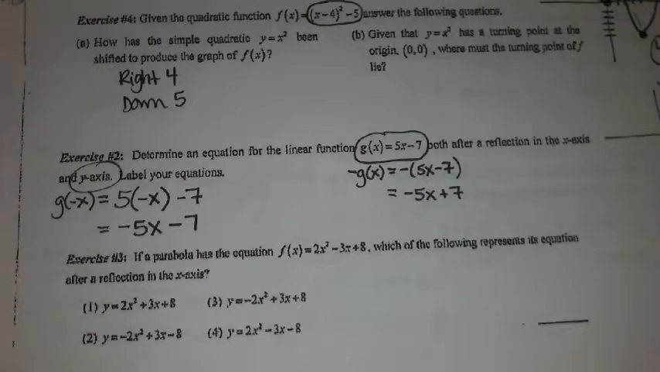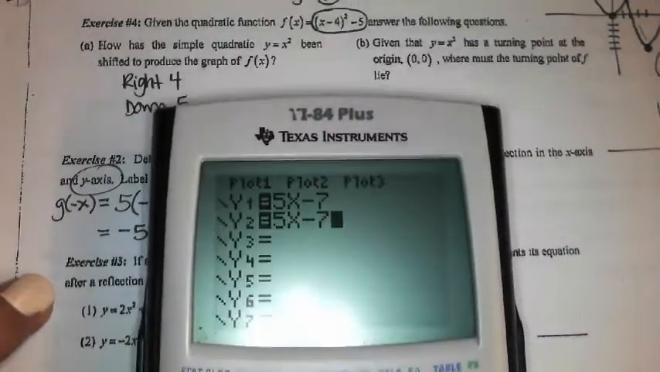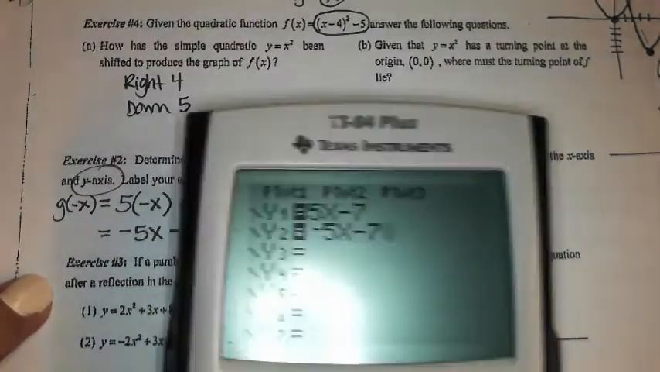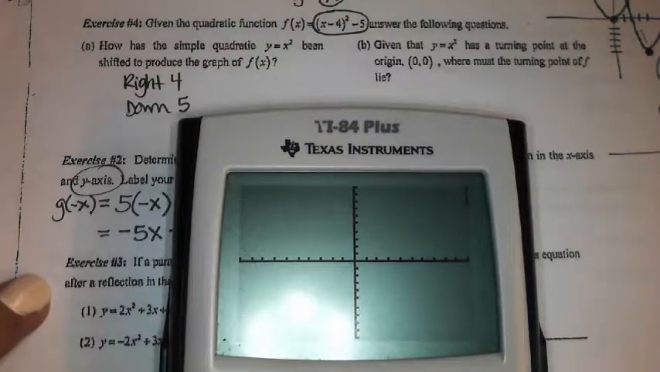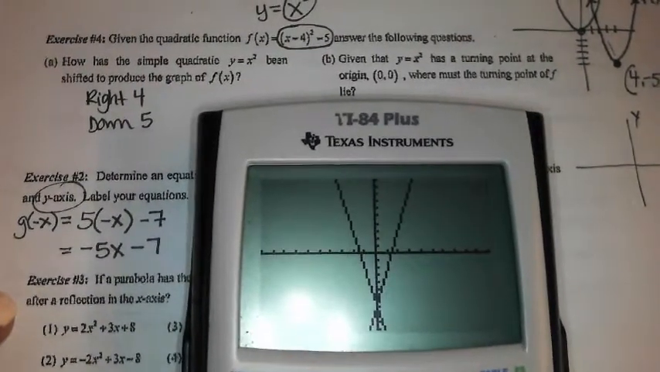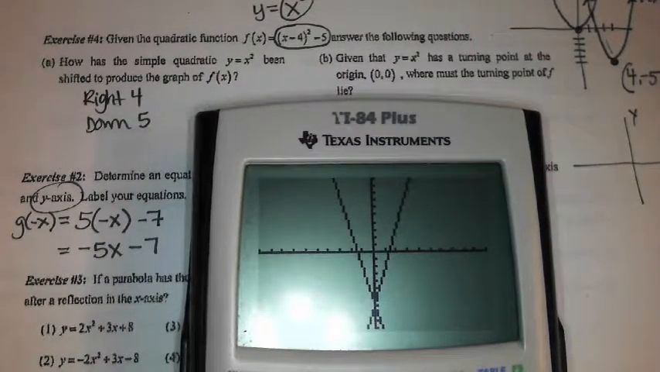And I'm going to show you that as well. Oh, I forgot the negative. Negative 5x minus 7. So here's my original graph, and here's my graph after supposedly a reflection in the y-axis, a horizontal reflection. Did that happen? Yes. Okay? Any questions? All right.